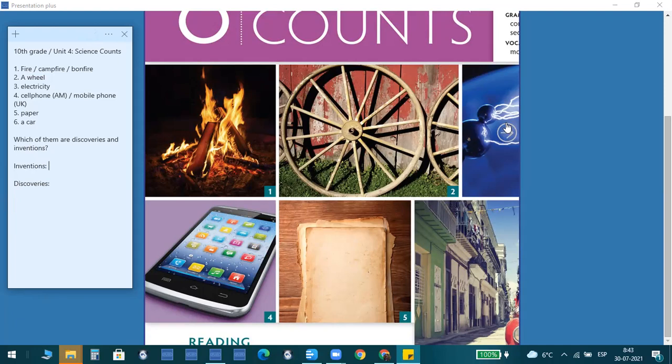Cell phone. Oh yeah, that's true. The phone is an invention. Yeah. What else? A wheel. The wheel is an invention. Yeah, a wheel. 1 and 3 are discoveries. Oh, look at that. So we have paper, and we have a car. And then Antonia says that 1 and 3 are discoveries.